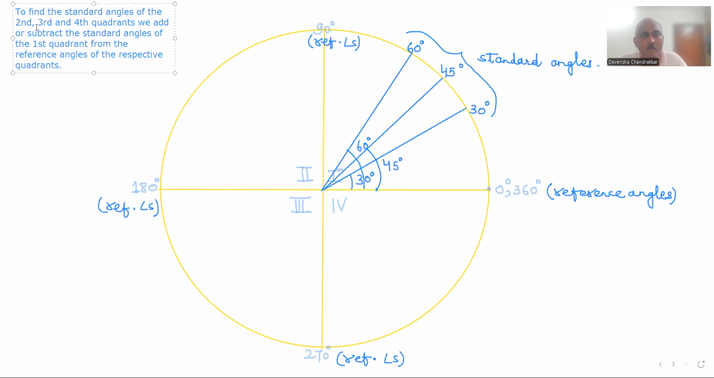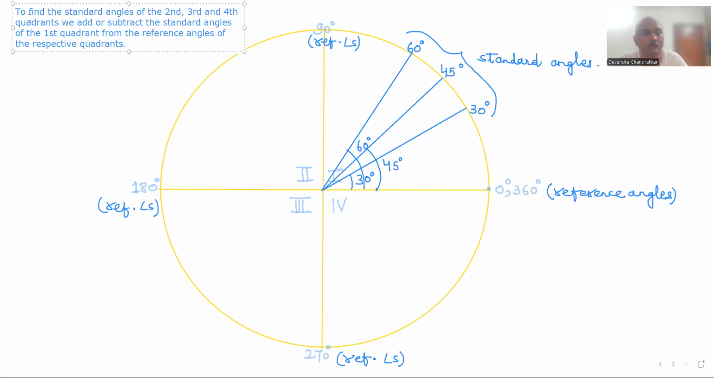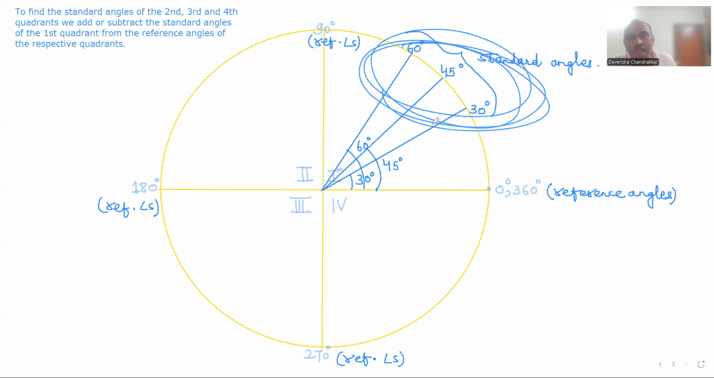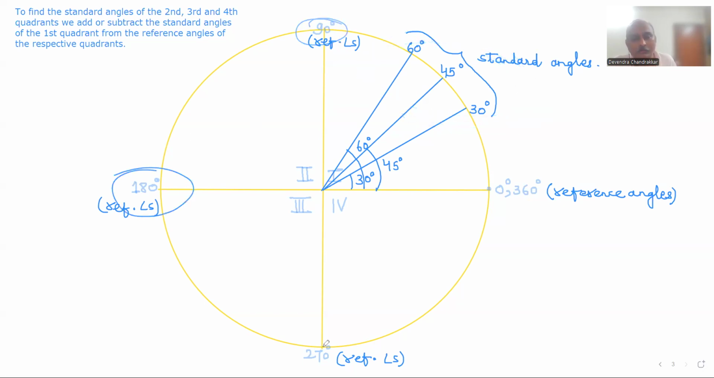What does this mean? All of you read this statement at least 2 to 3 times. To find the standard angles of second, third, and fourth quadrants, we add or subtract the standard angles of the first quadrant, which are these standard angles, from the reference angles of the respective quadrants. So these are the reference angles: 90, 180, 270, 360.